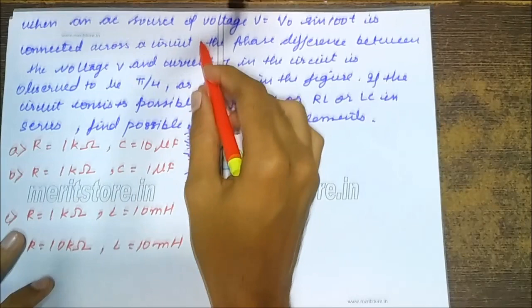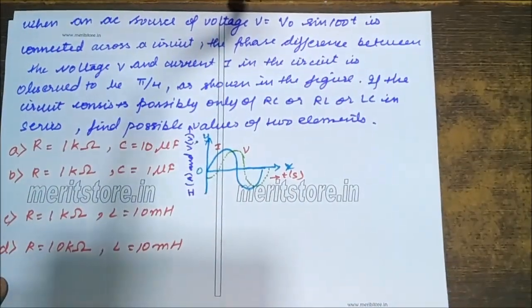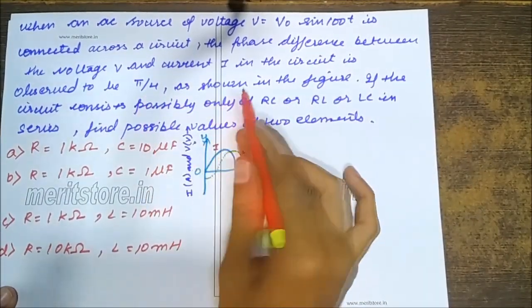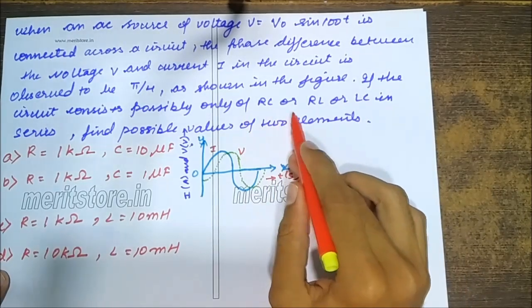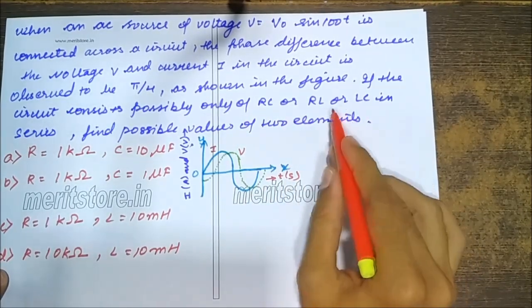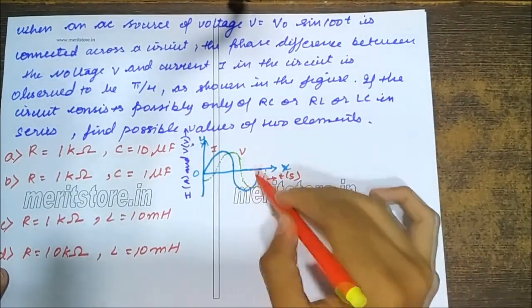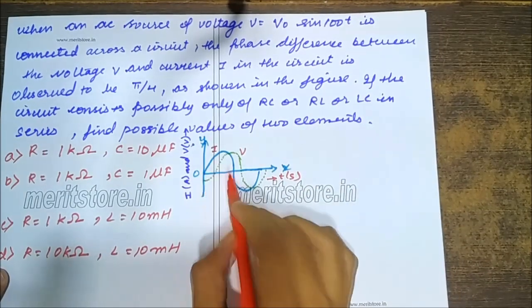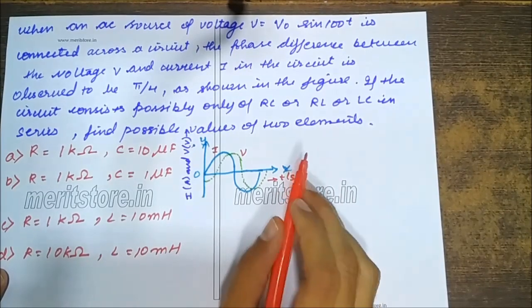An AC source of voltage V equals V0 sine 100t is connected across a circuit. The phase difference between the voltage V and the current is observed to be pi by 4, as shown in the figure. If the circuit consists possibly of only RC, RL or LC in series, find the possible value of the two elements. From the given figure, we observe that the current is leading the voltage by a phase difference of pi by 4, and that can happen only in an RC circuit.